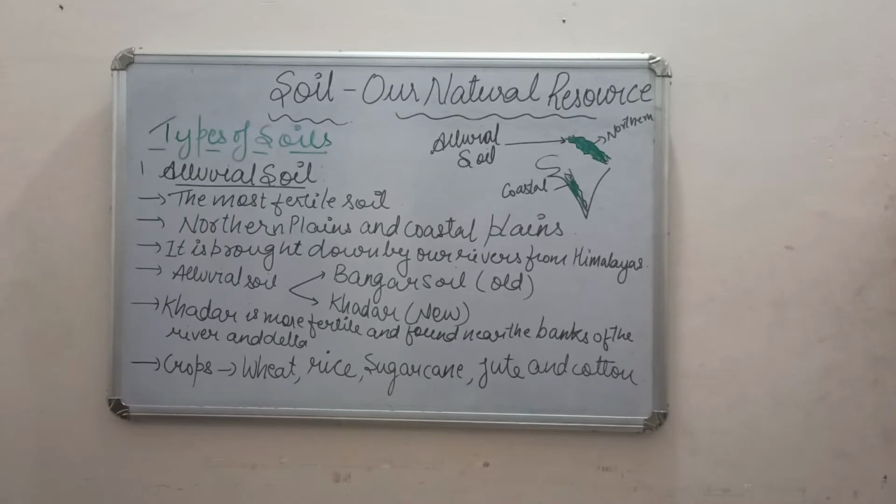Then comes how this alluvial soil is formed. It is brought down by rivers. From where? From the Himalayas. And this is the only reason how the alluvial soil is formed. The alluvial soil is of 2 types. What are the 2 types? It can be subdivided into Bangar soil, which is the old soil, and the other part is Khadar, or the new soil.